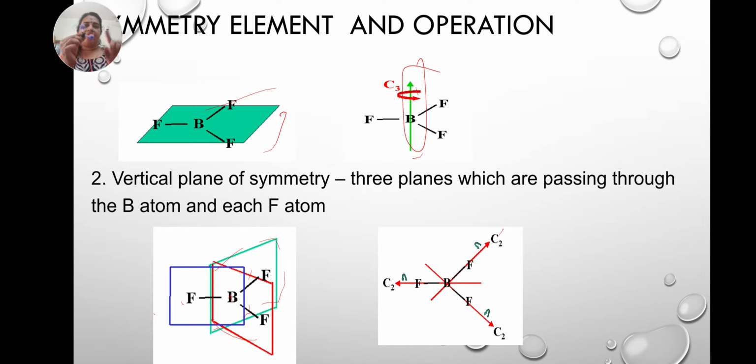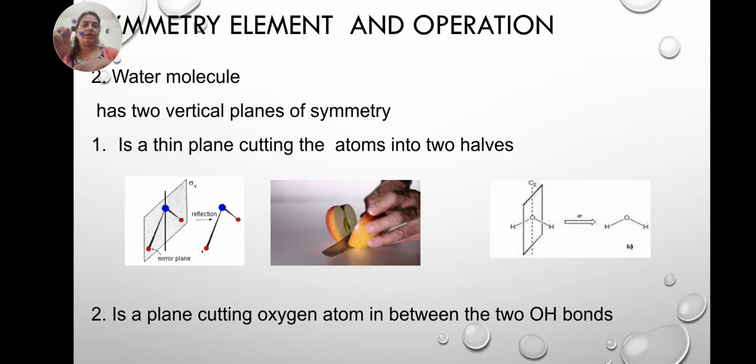So these are the three planes. So you have one plane which is perpendicular to the C3 axis and three planes which are parallel to the C3 axis. So altogether 4 planes of symmetry boron trifluoride have.